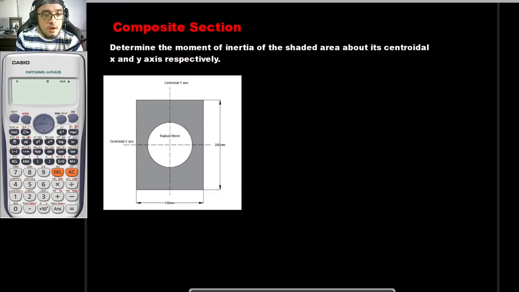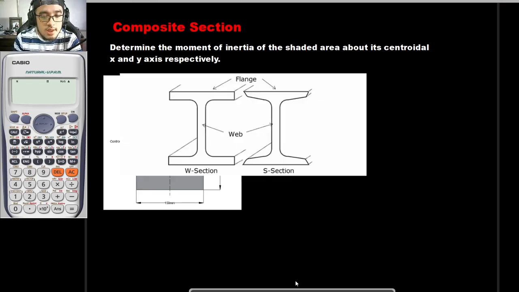So let's solve for our second problem, but this time we would be solving for a composite section. So your composite section is basically a combination of two or more basic shapes. The most common composite section is that of your I sections, or let's say your wide flange or your I beams.